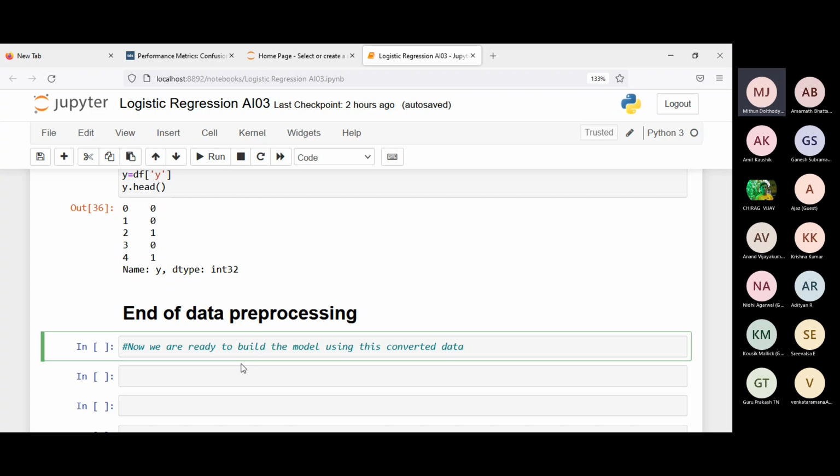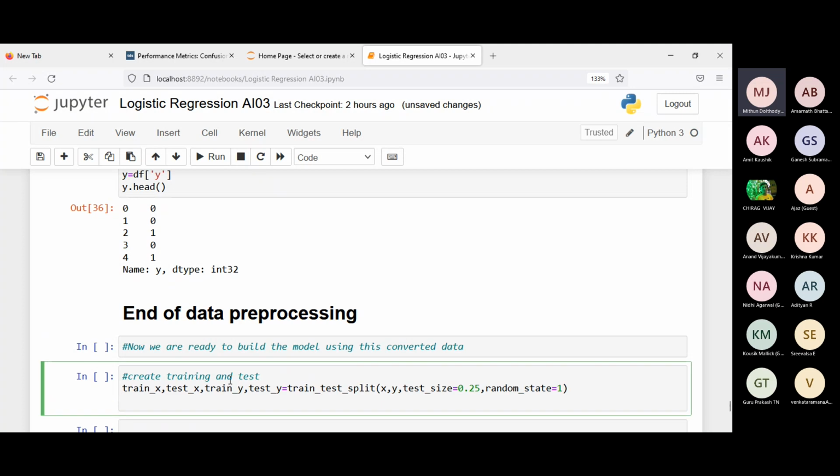Okay, now we are ready to build this model using the converted data. As before, it is basically simple. It works just like your linear regression: train_test_split. You'll pass x and y. X and y are very easy to remember, I've given very simple labels. Test size is 25%. I'm taking that as test, which automatically means that we will be training the model on 75% of the cases.